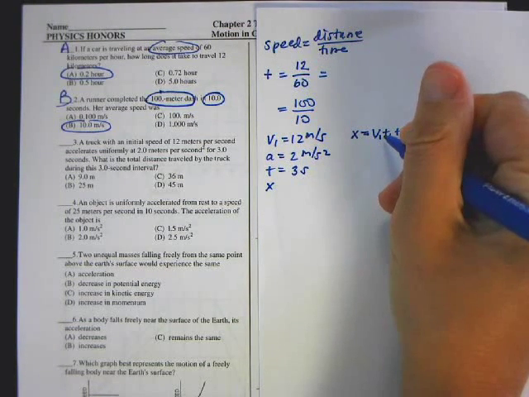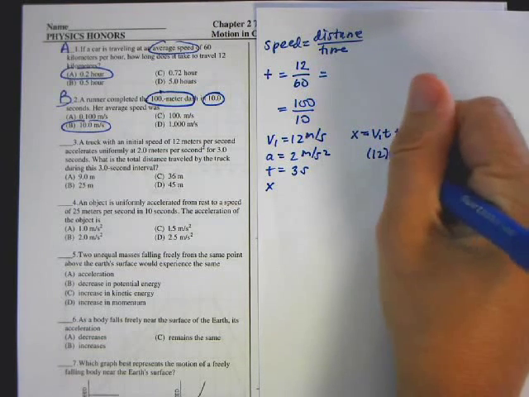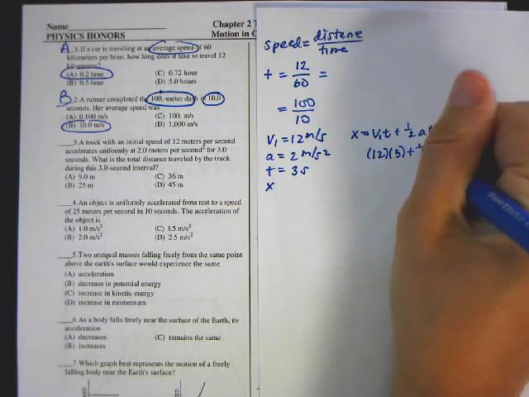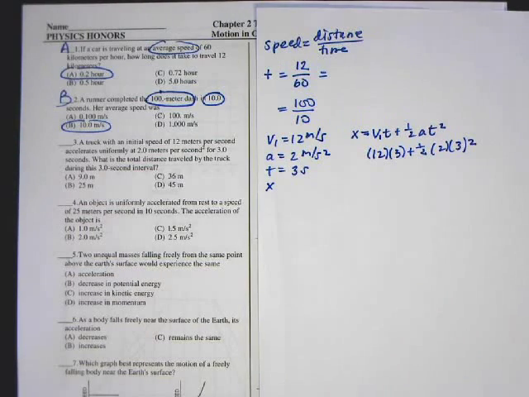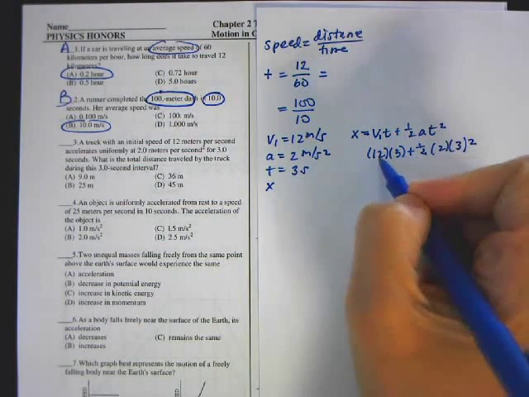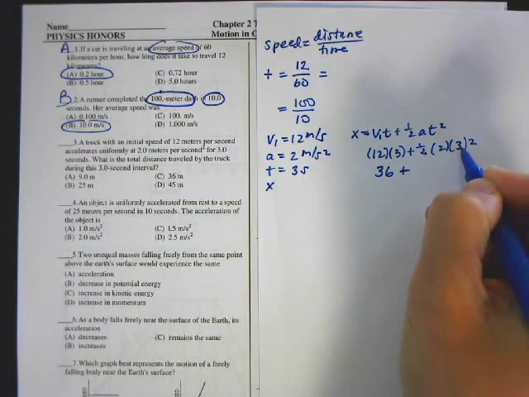So when I do it on my calculator, 12 times 3 is 36, 3 squared is 9, times 2 is 18, divided by 2 is 9. I don't even need the calculator, and that's 45. Most of the time, these questions, you could do the math in your head.